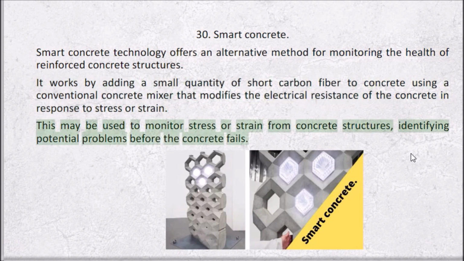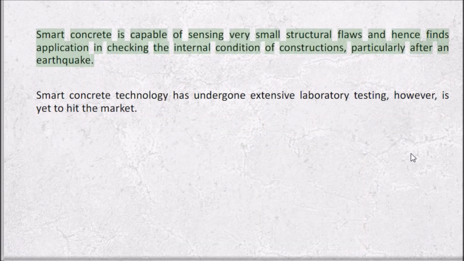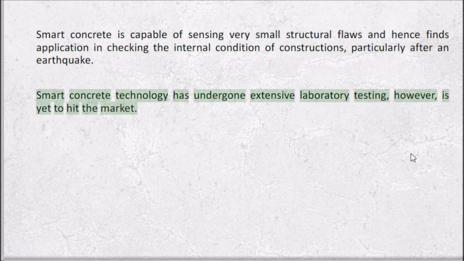This may be used to monitor stress or strain in concrete structures, identifying potential problems before the concrete fails. Smart concrete is capable of sensing very small structural flaws and hence finds application in checking the internal condition of constructions, particularly after an earthquake. Smart concrete technology has undergone extensive laboratory testing, however, it is yet to hit the market.